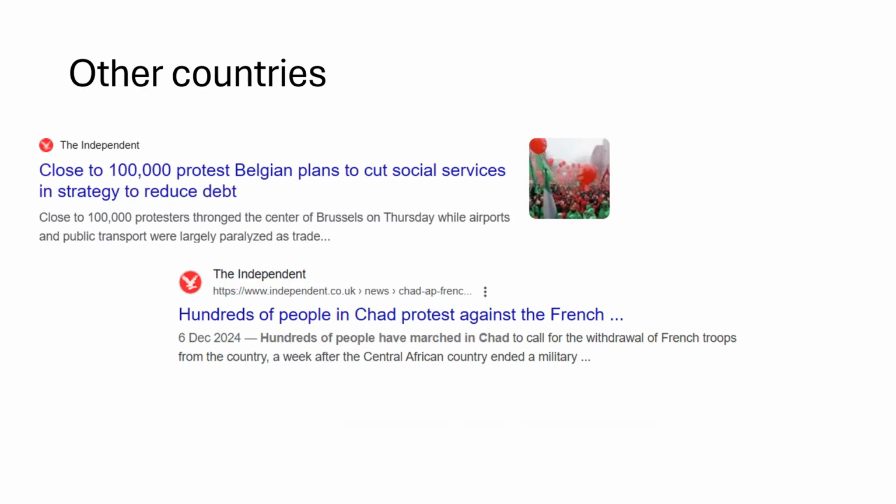If you're looking for examples from other countries, I've got an example from Belgium and one from Chad. So close to 100,000 people protested in Belgium over plans to cut social services in a strategy to reduce debt. This was in early 2025, and hundreds of people in Chad protested against French troops being present in the country.